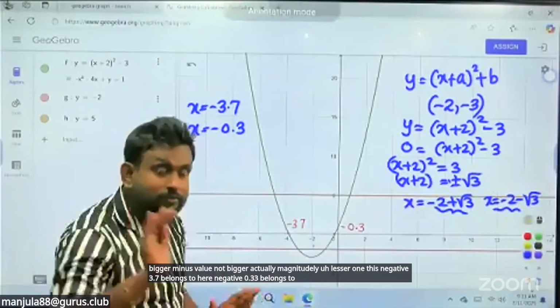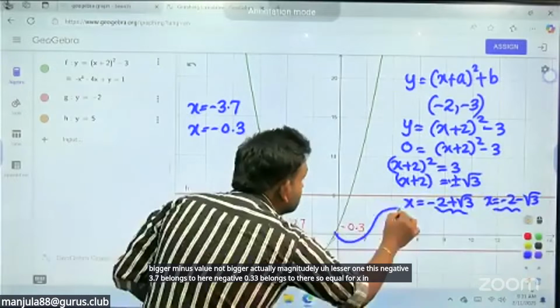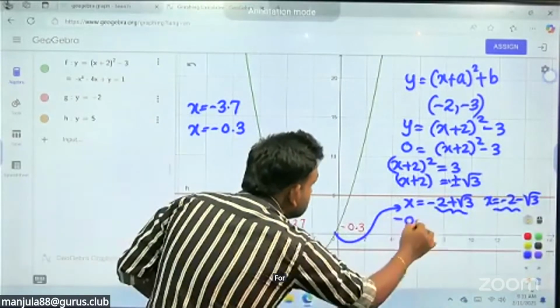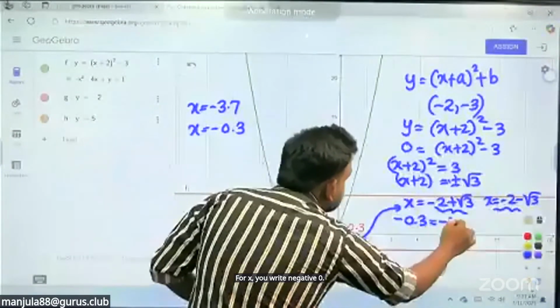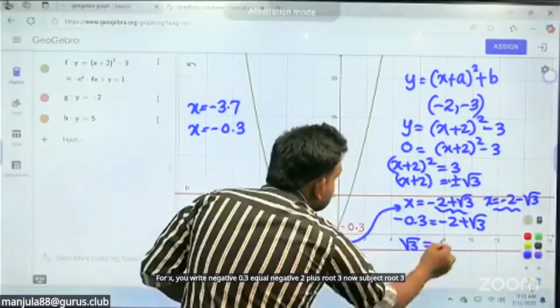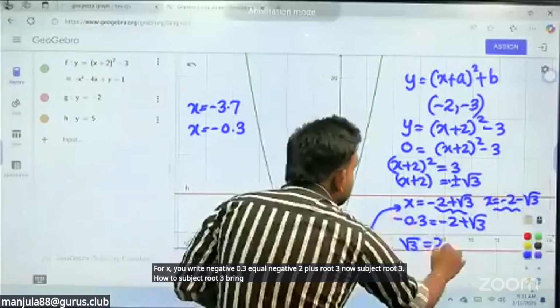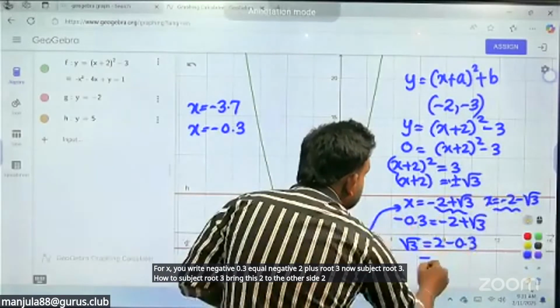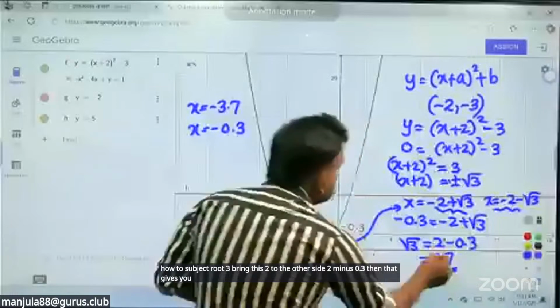So equal for x, this x cutting value. For x, you write negative 0.3 equals negative 2 plus root 3. Now subject root 3. How to subject root 3? Bring this 2 to the other side. 2 minus 0.3, then that gives you 1.7.